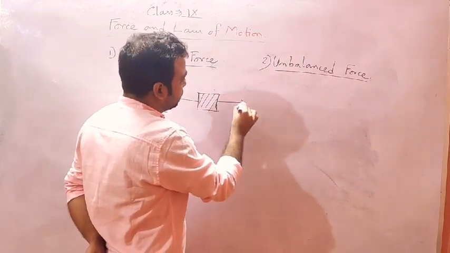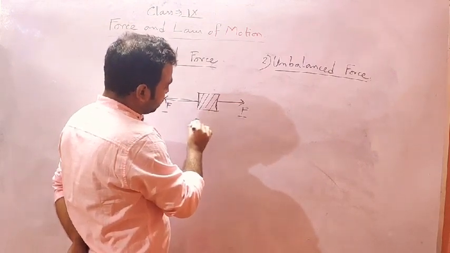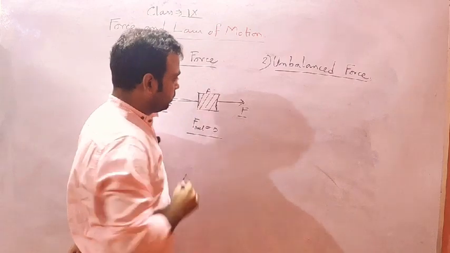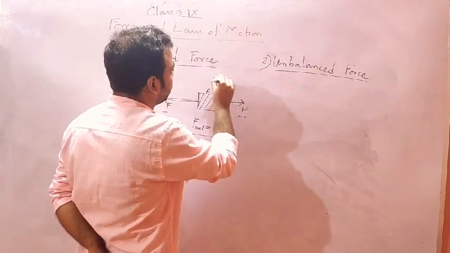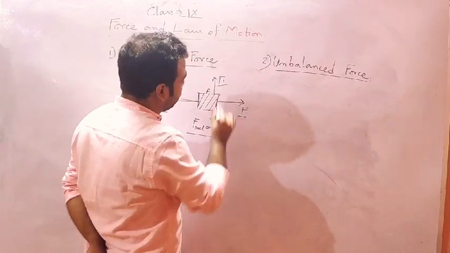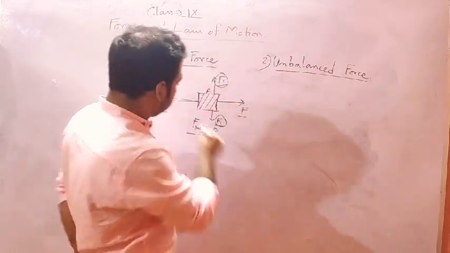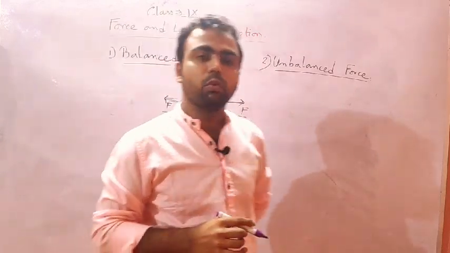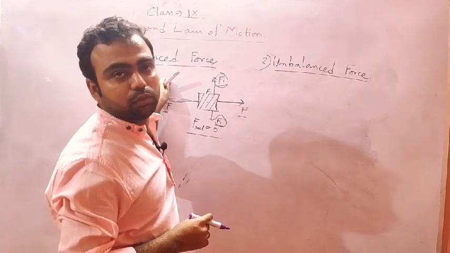Neither does it go towards the right nor towards the left. This type of force, the net force acting on this point, suppose this is point A, is 0. This type of balance is called balanced force. Maybe there are more than two forces. Suppose there is also a force F1 and another equal force F1 acting in the downward direction. The amount of force is the same but the directions are opposite. Then the net force along the y-axis is also 0. If we take an x-axis and a y-axis, then the net force along the x-axis and along the y-axis are both 0. So when the net force acting on a point is 0, we call it balanced force.